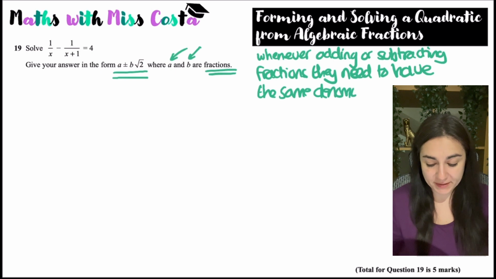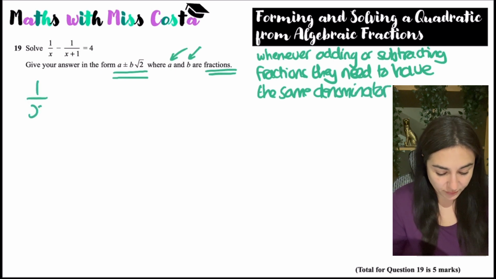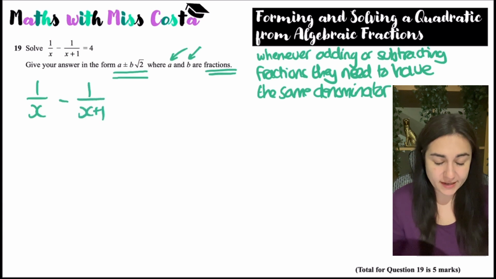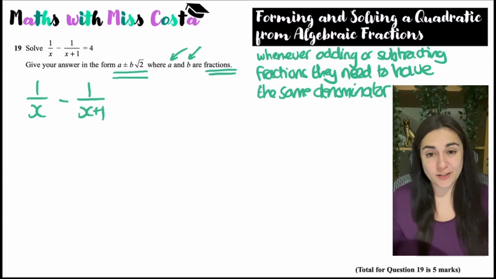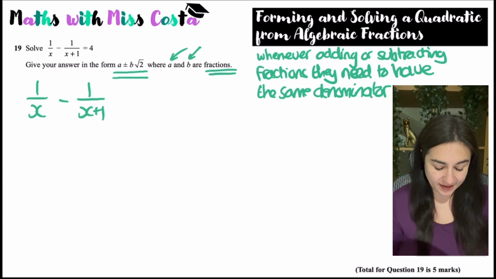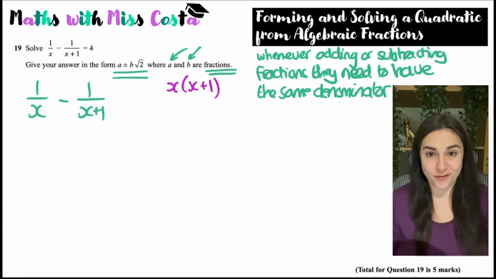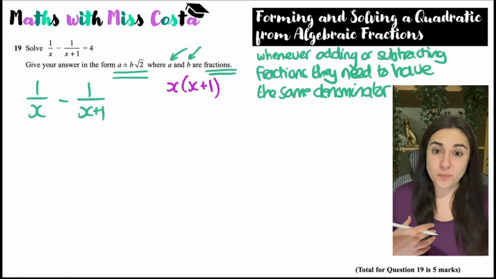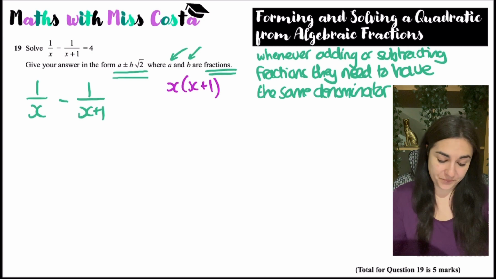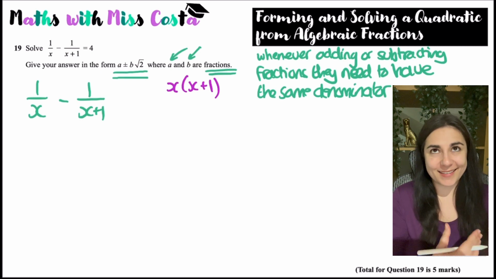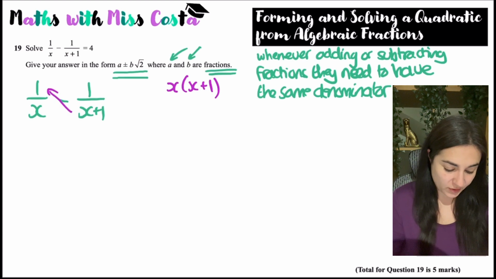So just because it's an algebraic fraction doesn't mean any different. I'm going to look at my two fractions and find the lowest common multiple. Now, generally, with an algebraic fraction, the lowest common multiple is going to be the denominators multiplied by each other. So the lowest common multiple in this case would be x over x plus 1. If you know you're multiplying the two denominators by each other, you know that you can cross multiply.